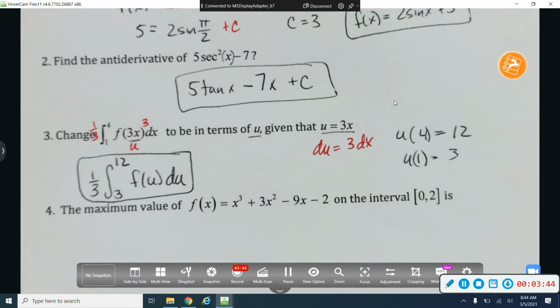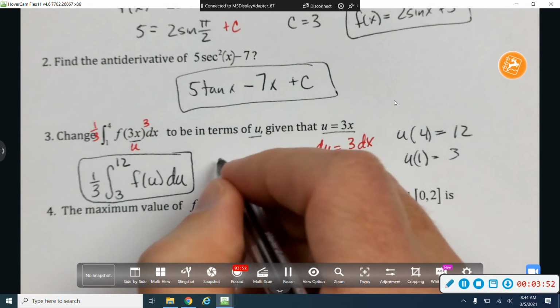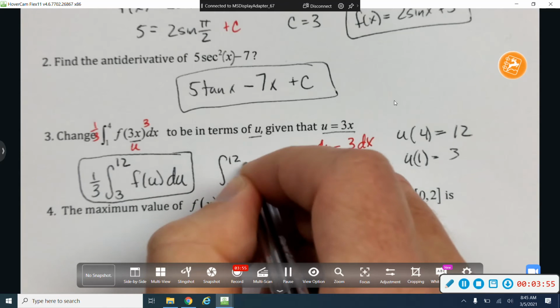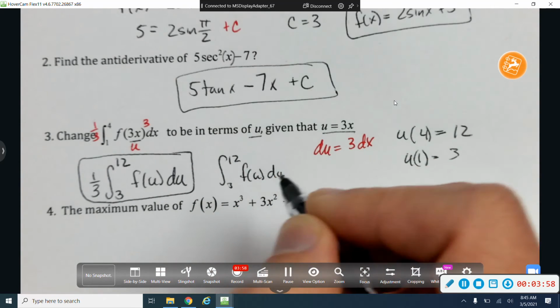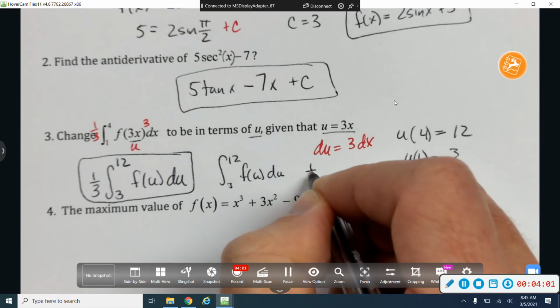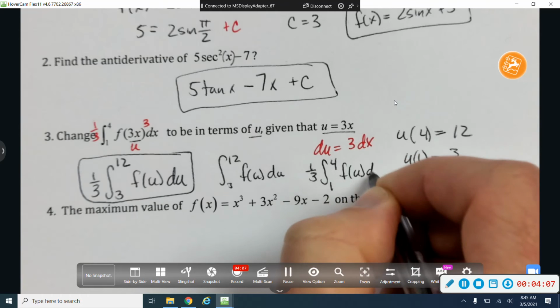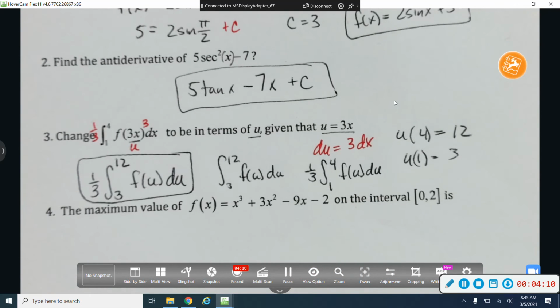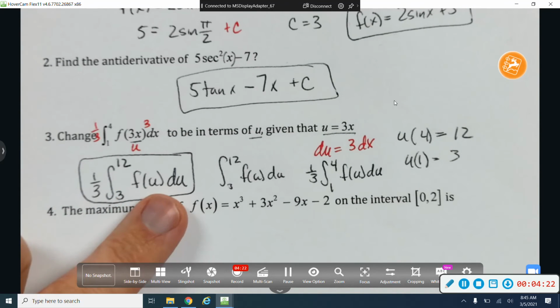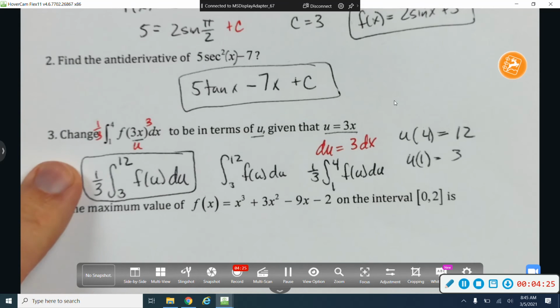It's a bit of a weird question, but it's easier on multiple choice because you know where to stop. You can guess what the other answer choices are going to be. Somebody's going to forget the 1/3 and go 3 to 12, f of u du. Somebody's going to remember the 1/3, but do 1 to 4. And I guess there'd be one more bad answer in there somewhere. Maybe they don't do either one, just do f of u du with 1 to 4. So the two main things were fix the du, fix the limits. I think you'll be fine on that. I just wanted you to see it.